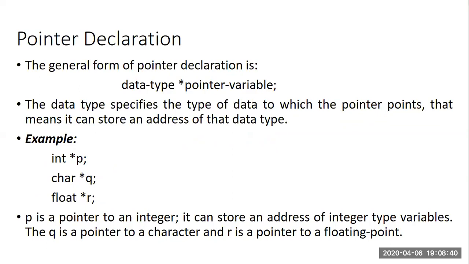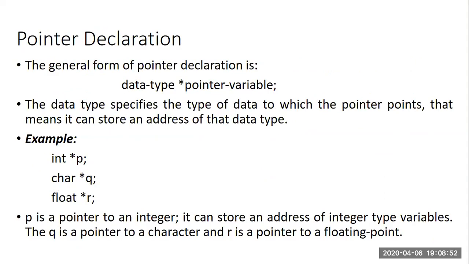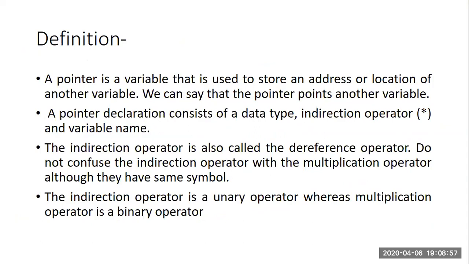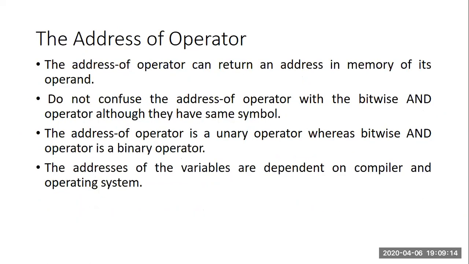And in the last class, I already discussed two operators. One is the indirection operator. Another one is the address of operator. The indirection operator is used to declare the pointer variable, and I explained in the last class how it works, what is the meaning of this indirection operator. And I already discussed the address of operator.